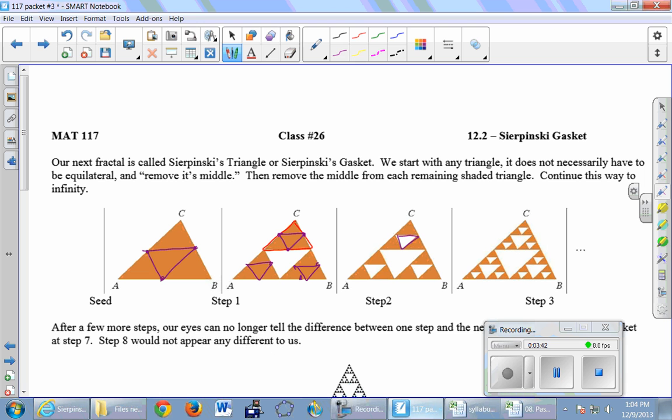All right, and we get this shape that is kind of gradually whittled away, and we get all these pretty triangles of different sizes that are cut out of it.